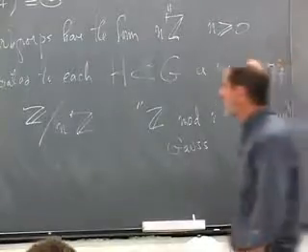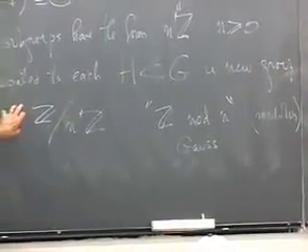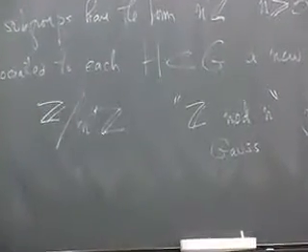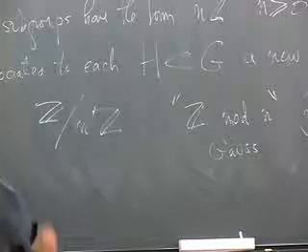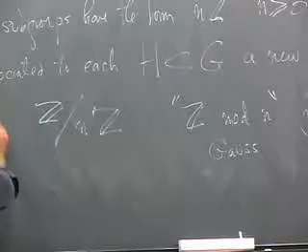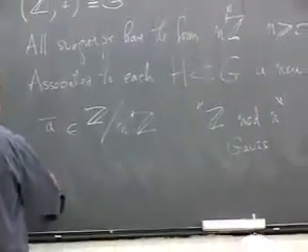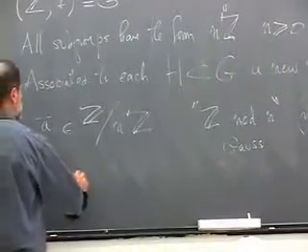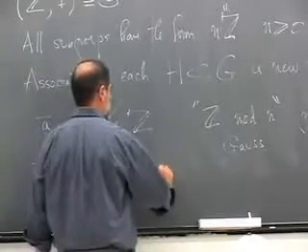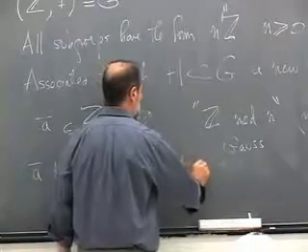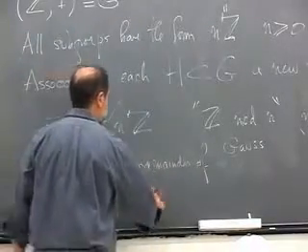And this new group, Z mod NZ, consists of the classes of integers where you only keep track of their remainder after division by n. So we have elements a bar in Z mod NZ, and a bar depends on the remainder of the integer a after division by n.